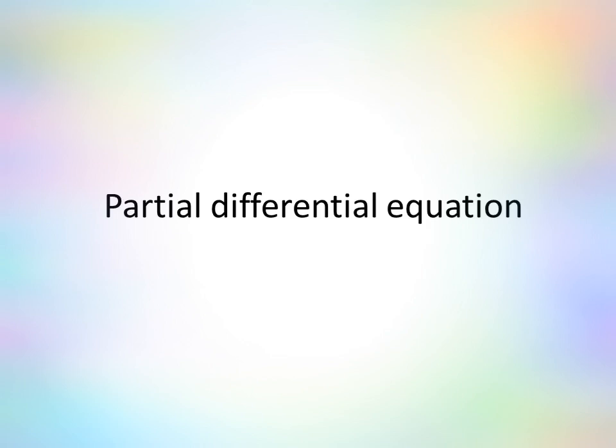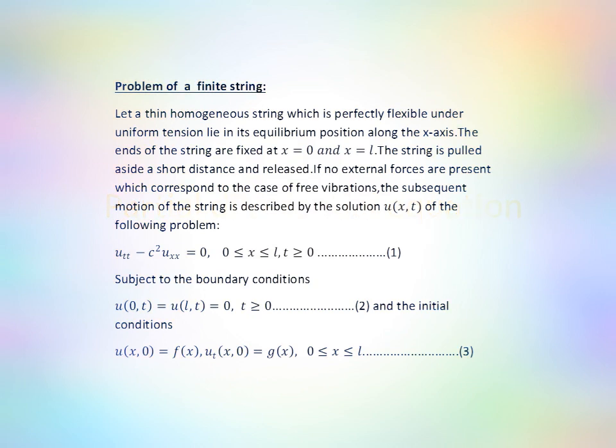Now we are talking about some problems of partial differential equations. First problem: a finite string. Let a thin homogeneous string which is perfectly flexible under uniform tension lie in its equilibrium position along the x-axis. The ends of the string are fixed at x equal to 0 and x equal to L. The string is pulled aside a short distance and released.